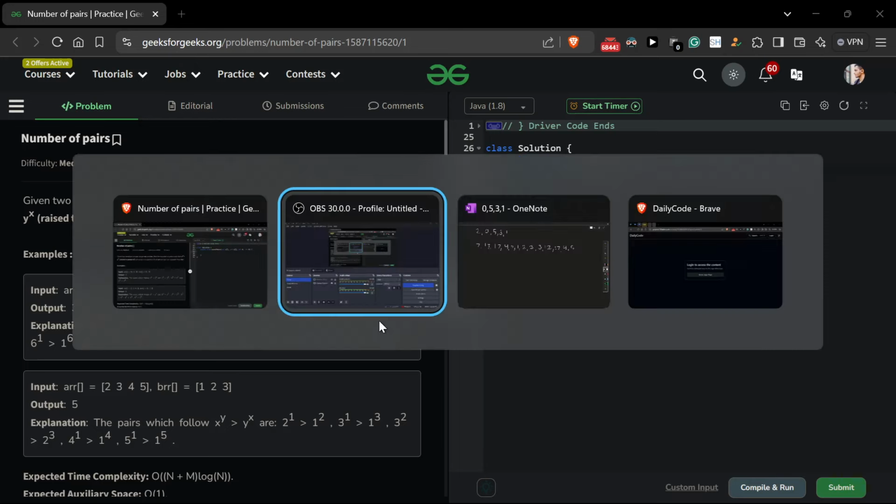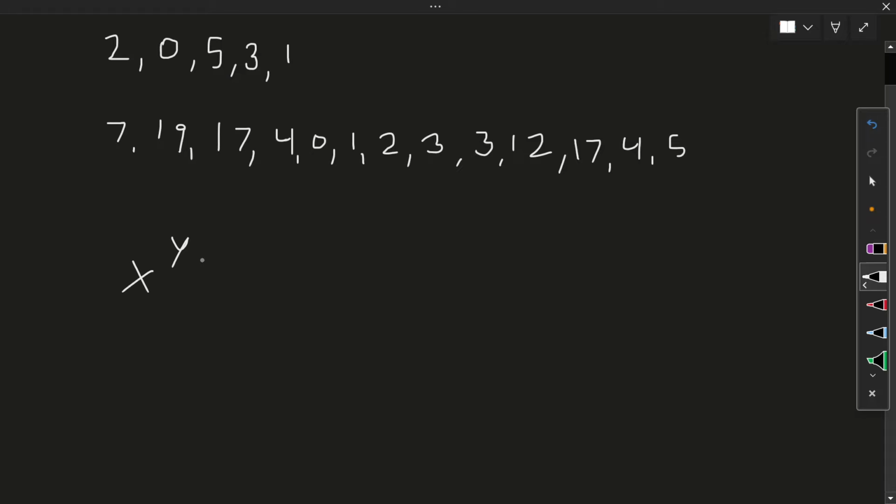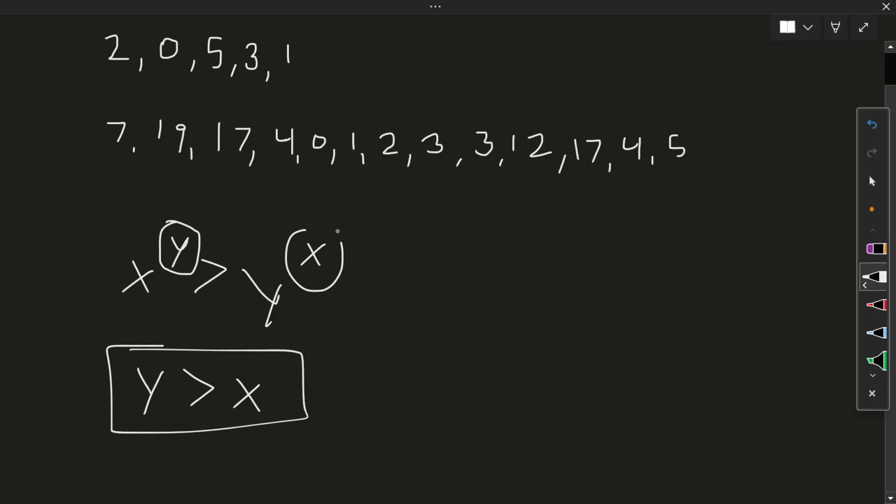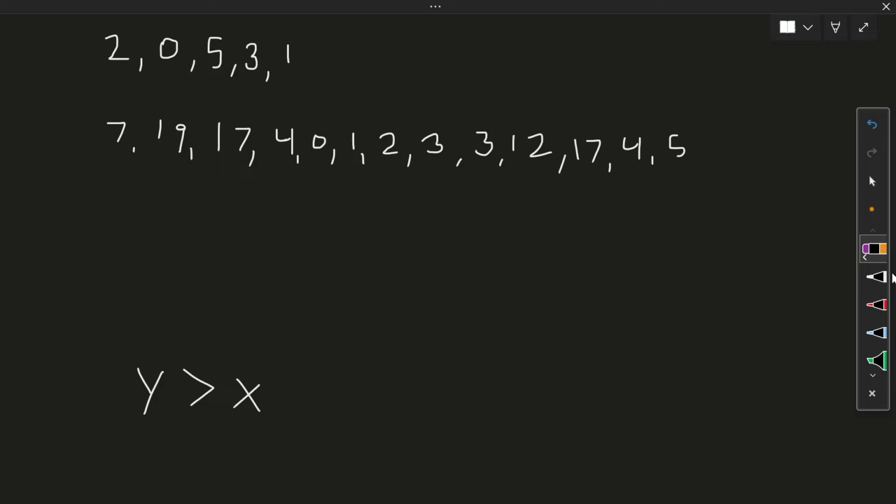Let's approach this question first. We have to find x to the power of y greater than y to the power of x. This is true if y is greater than x, meaning the power, y, is more. Let me give you an example. Suppose 2 to the power of 16 is greater than 16 to the power of 2. This is much greater, because y is greater than x. But this is not always the case. We have some exceptions here. So what are those exceptions?